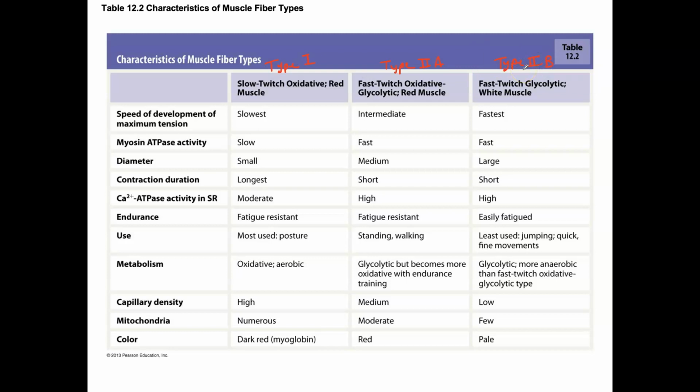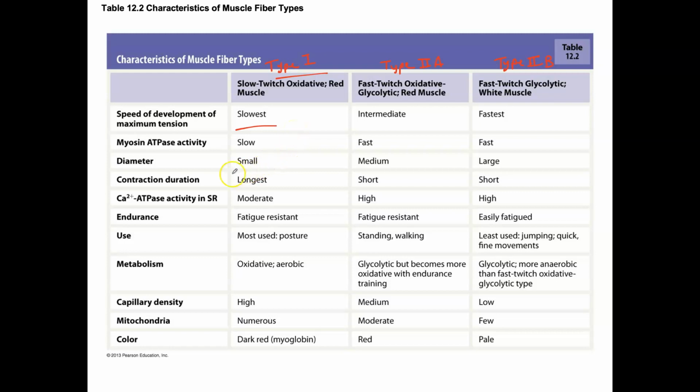So let's take a look at the slow twitch or type 1 cells and look at some of their characteristics. For slow twitch, their speed of maximum tension is going to be slow, hence they are the slow twitch cells.